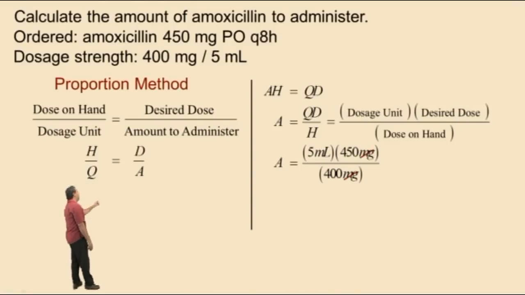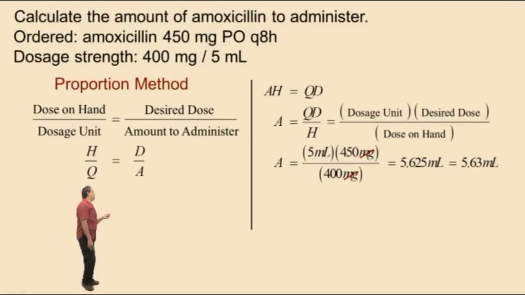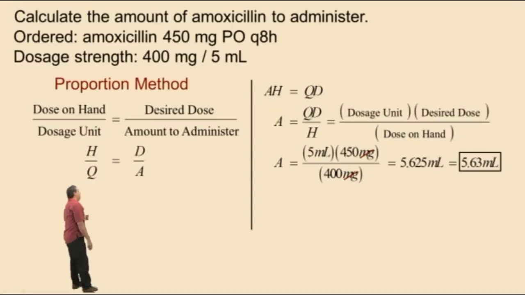Notice here that the milligrams cancel, leaving us with the desired units of milliliters. Performing our calculation, we get 5.625 milliliters. Rounding to the nearest hundredth gives us 5.63 milliliters, which is said 5 63/100 milliliters. Don't forget to circle or box your final answer.